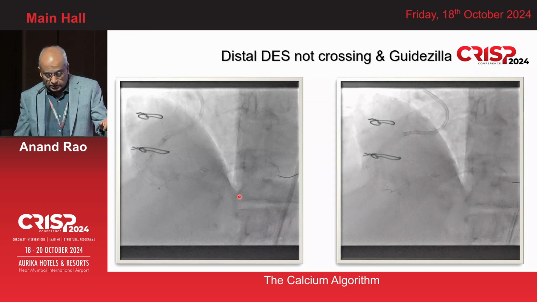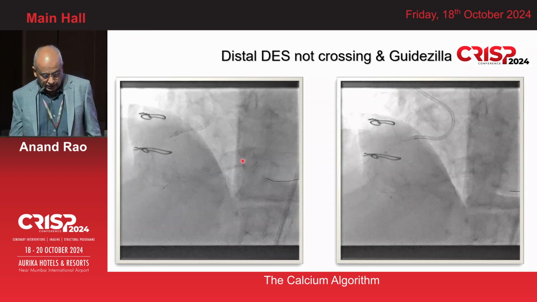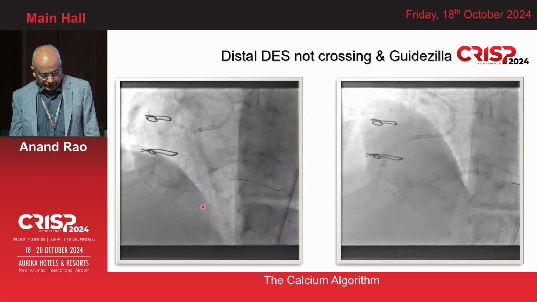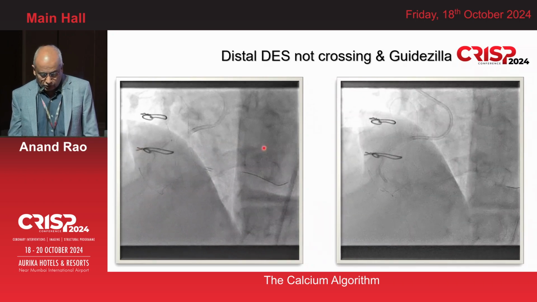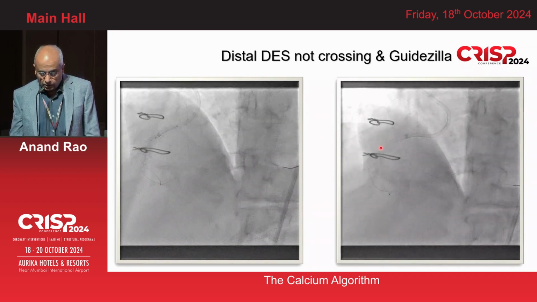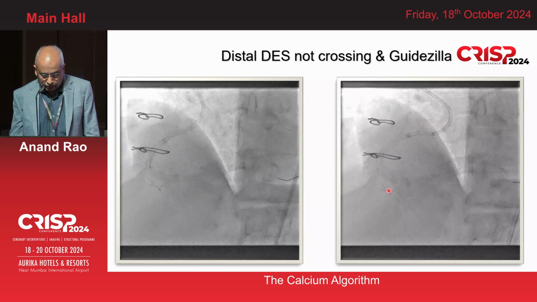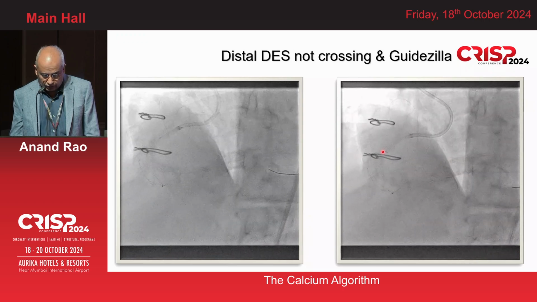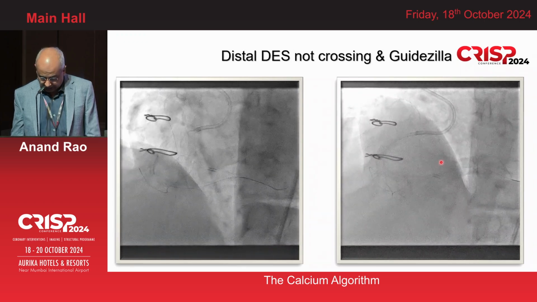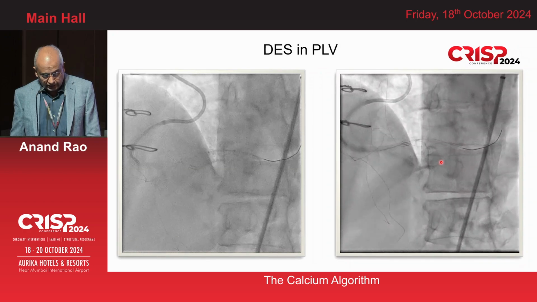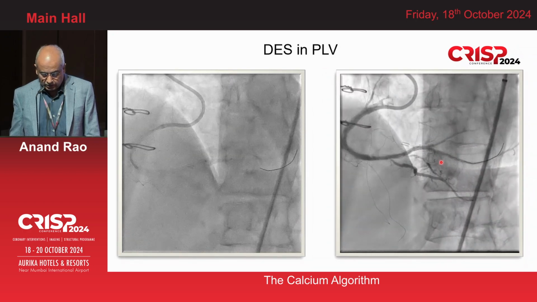The stent was not crossing, because there's a lesion in the PLB and PDA, so I had to introduce a Guidezilla all the way down. Fortunately it went down quite comfortably. I ended up putting a first stent in the PLB. It's a big vessel, so that was done.